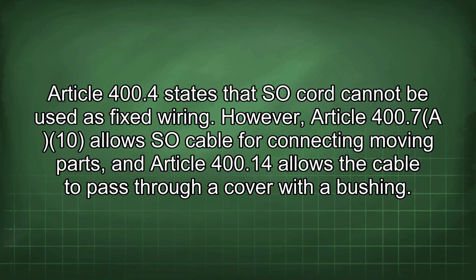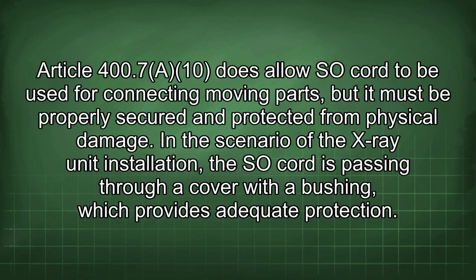Article 400.4 states that SO cord cannot be used as fixed wiring. However, Article 400.7 allows SO cable for connecting moving parts, and Article 400.14 allows the cable to pass through a cover with a bushing. Article 400.7 does allow SO cord to be used for connecting moving parts, but it must be properly secured and protected from physical damage.